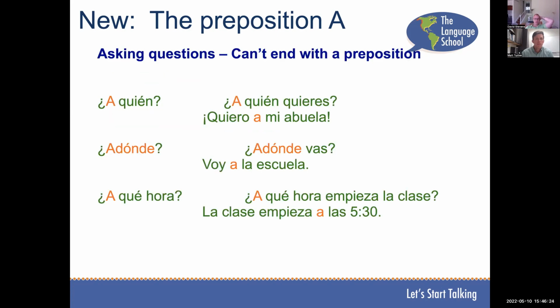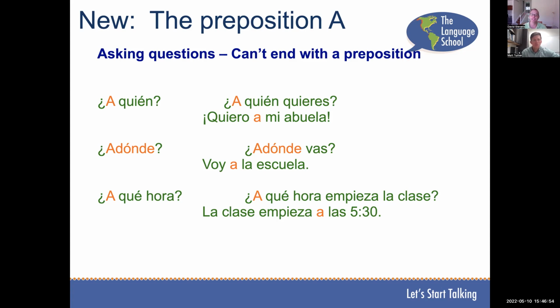Okay, muy bien. So you've heard the phrase, you're not supposed to end a sentence with a preposition, which is mostly false, actually. But in Spanish, it is true. In Spanish, you absolutely cannot do it, right? So if you wanted to say to whom, you'd say a quién. Por ejemplo, ¿a quién quieres? Quiero a mi abuela. That's like we would say, who do you love? I love my grandma.